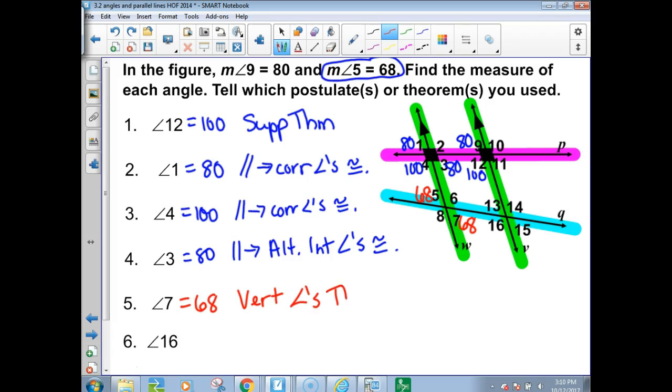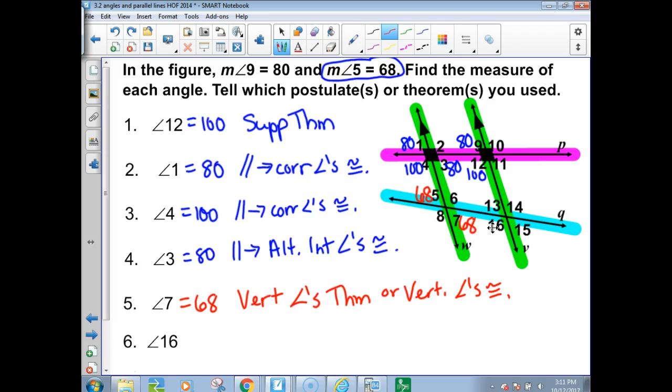Or you can write, and I wouldn't care which one, if you wrote vertical angles congruent, that's cool. That's absolutely fine. That's exactly what the vertical angles theorem says: if two angles are vertical angles, then they are congruent.